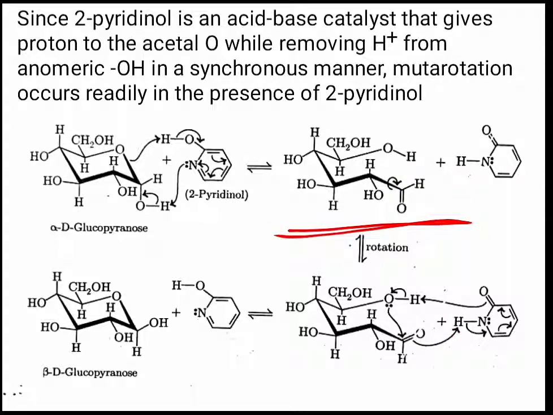So similarly you are getting this beta D glucopyranose. This is actually all the case of mutarotation. If you take the alpha anomer, you will get a mixture of alpha and beta, and if you take the beta anomer, you also will get a mixture of alpha and beta. So this is the actual funda of mutarotation.